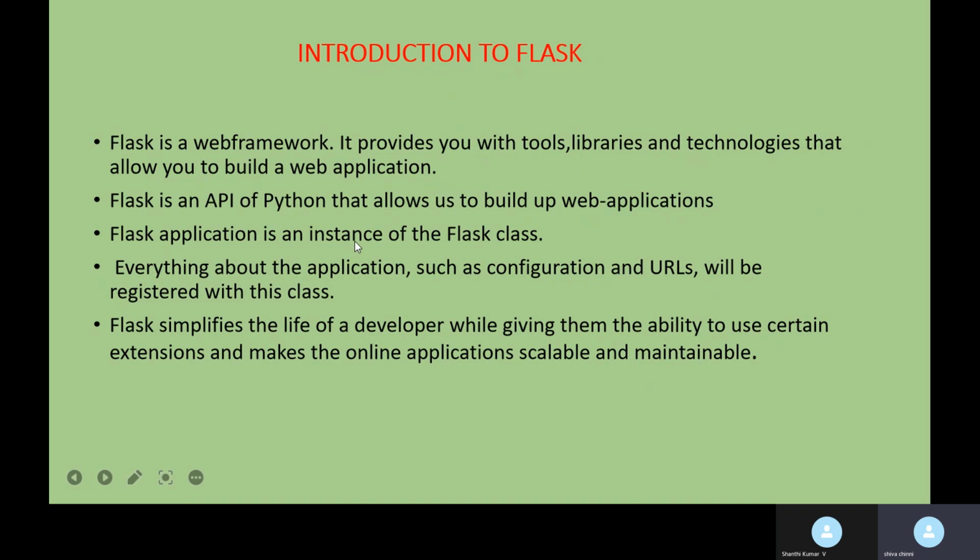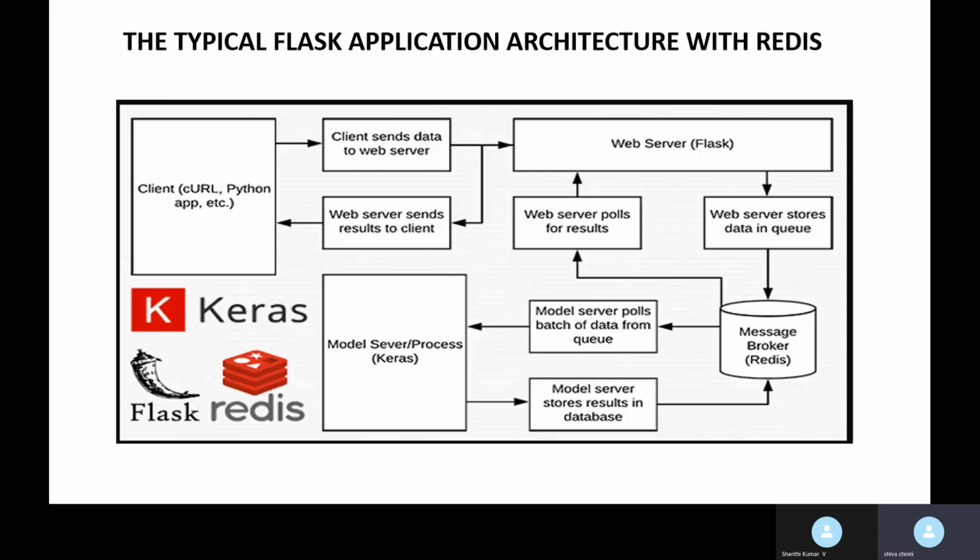So a Flask application is an instance of the Flask class. This is the basic one. Everything about the application, such as configuration as well as URLs, will be registered in that particular class. Flask simplifies the life of a developer while giving them the ability to use extensions and make the applications scalable as well as maintainable at any time. This is the typical Flask application architecture with the Redis image.